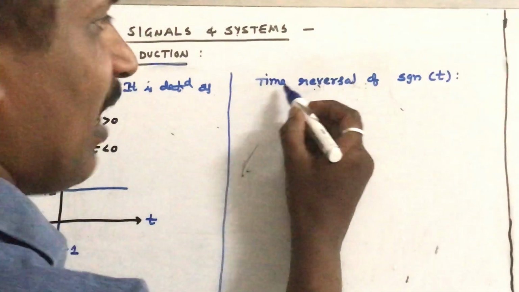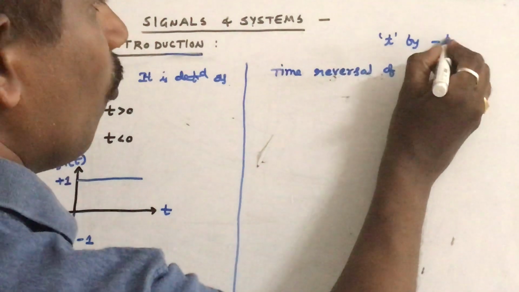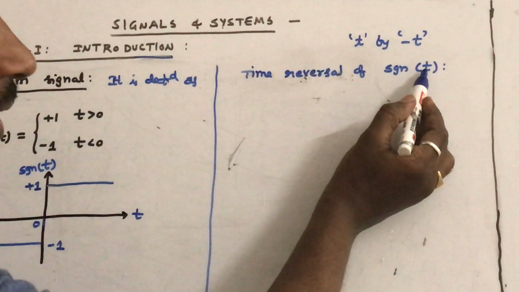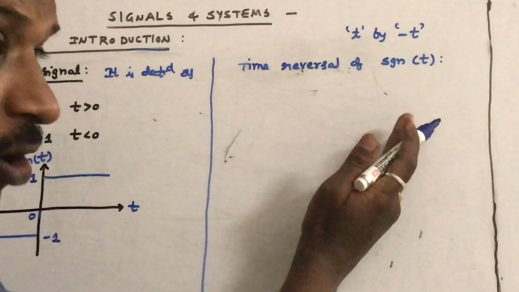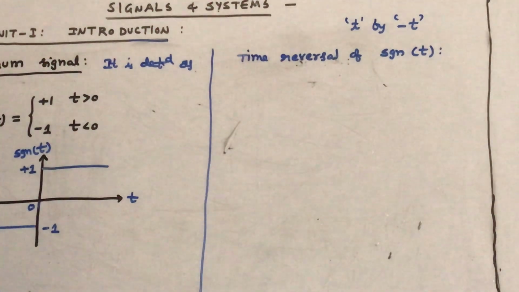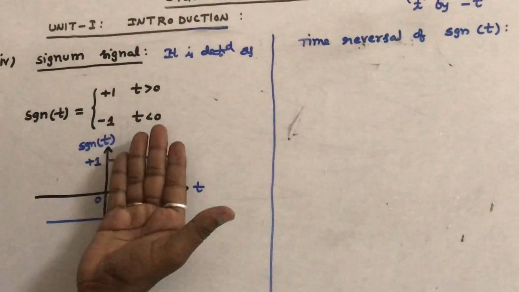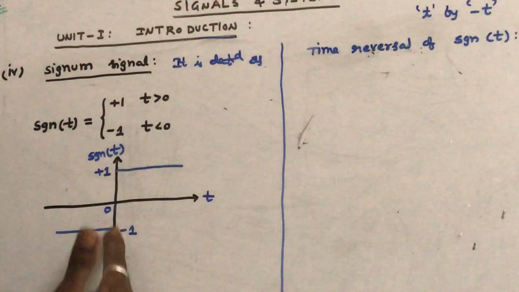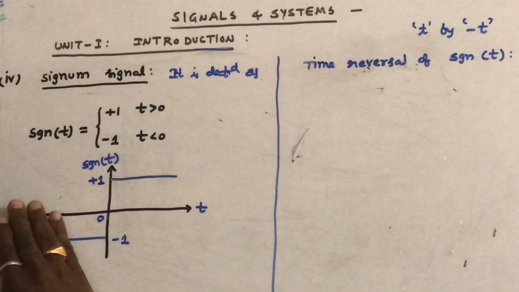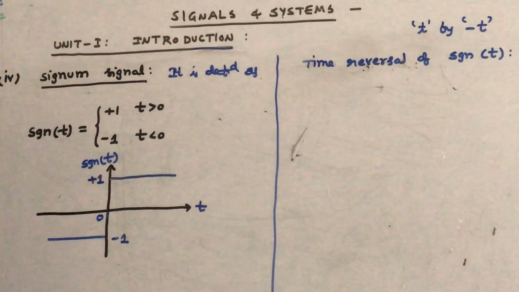As you know, time reversal is obtained simply by replacing t by -t, or folding signum of t about t is equal to 0, which I have explained previously. So from this diagram, what is the time reversal of signum of t? We have to fold this signal about t is equal to 0. Just fold this one to here and this one to here. That is nothing but time reversal.